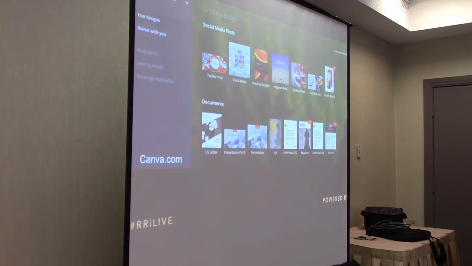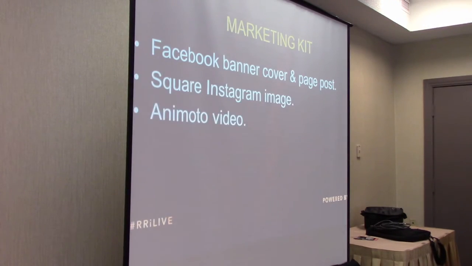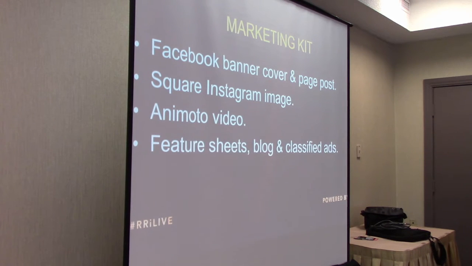So this is a good example of outsourcing on Fiverr. Remember I said when you get a brand new listing, what we would do is create a marketing kit. So I went on to Fiverr or Upwork, and I had them create a marketing kit. And this is what my marketing kit consisted of: a Facebook banner cover and a page post, because they're 2 different sizes, an Instagram image, a video, feature sheets, a blog, and classified ads.